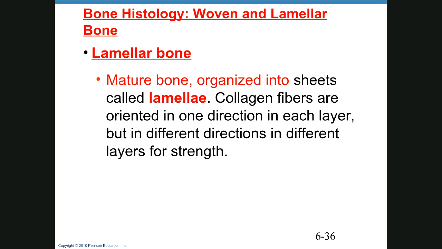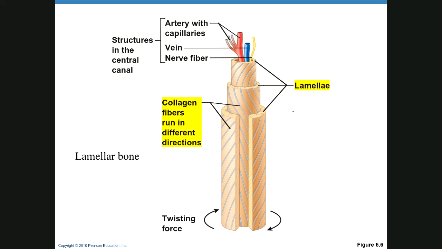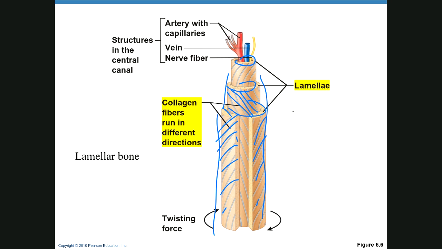So lamellar bone is the mature, organized bone. Okay. The sheets of matrix are called lamellae. And compact bone, lamellar bone, is organized into columns which are concentric to each other. So these tubes, one inside the other, are going to have the collagen fibers positioned at 180-degree angles from each other. So if the outside column has collagen fibers going in one direction, the inside column will have them going in the opposite direction, and vice versa. And that allows for twisting of the bone.